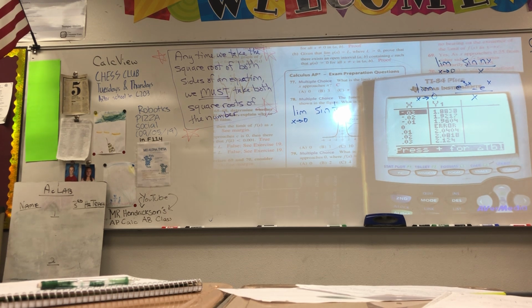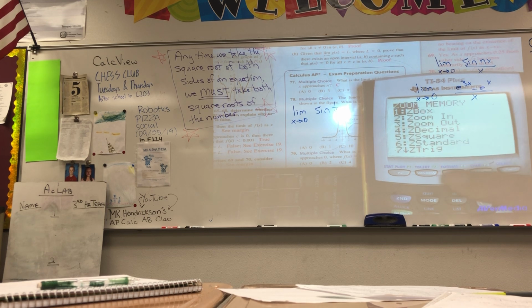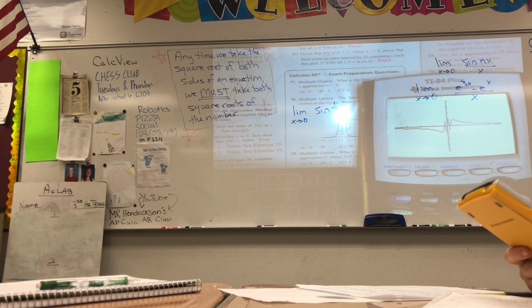All right, limit as x approaches 0, sine of 1 over x. All right, and I'm going to do zoom trig because it's a strict sine graph here. So I'm going to go zoom 7 and we'll see what happens here. That's weird. So it makes it a little less obvious. So let's zoom in on it and see what happens a little bit.